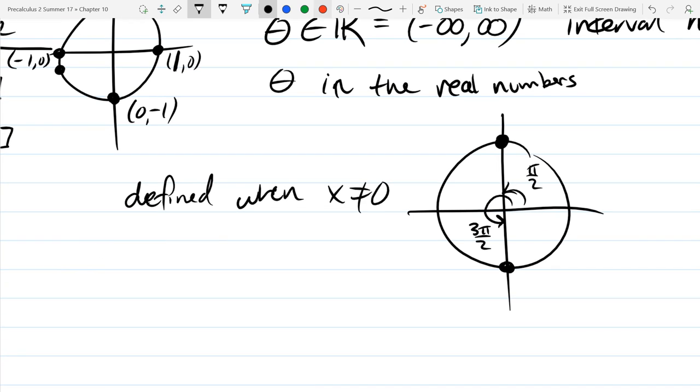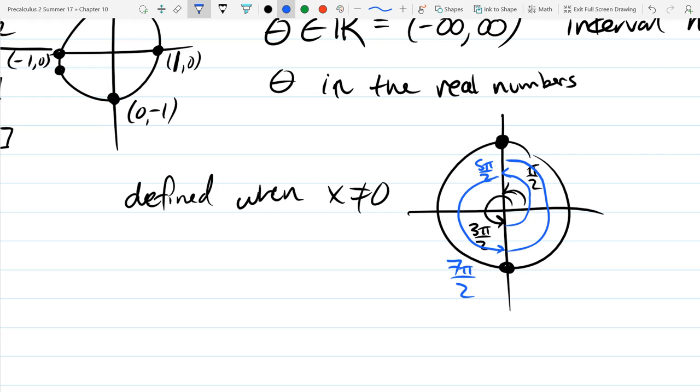We have a problem because if I keep going, I'll have 5 pi over 2. And if I keep going, 7 pi over 2, and some more, 9 pi over 2, 11 pi over 2, 13, 15, 17, 19, etc., etc., etc.